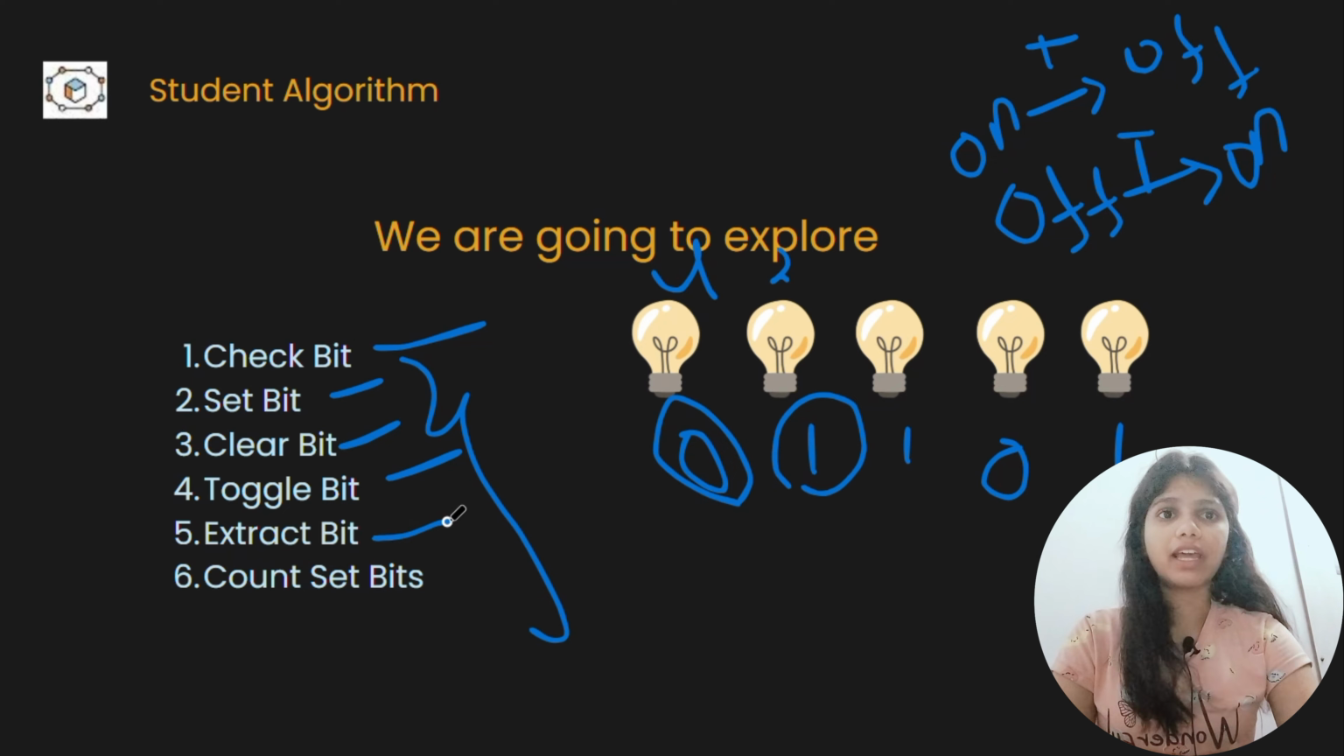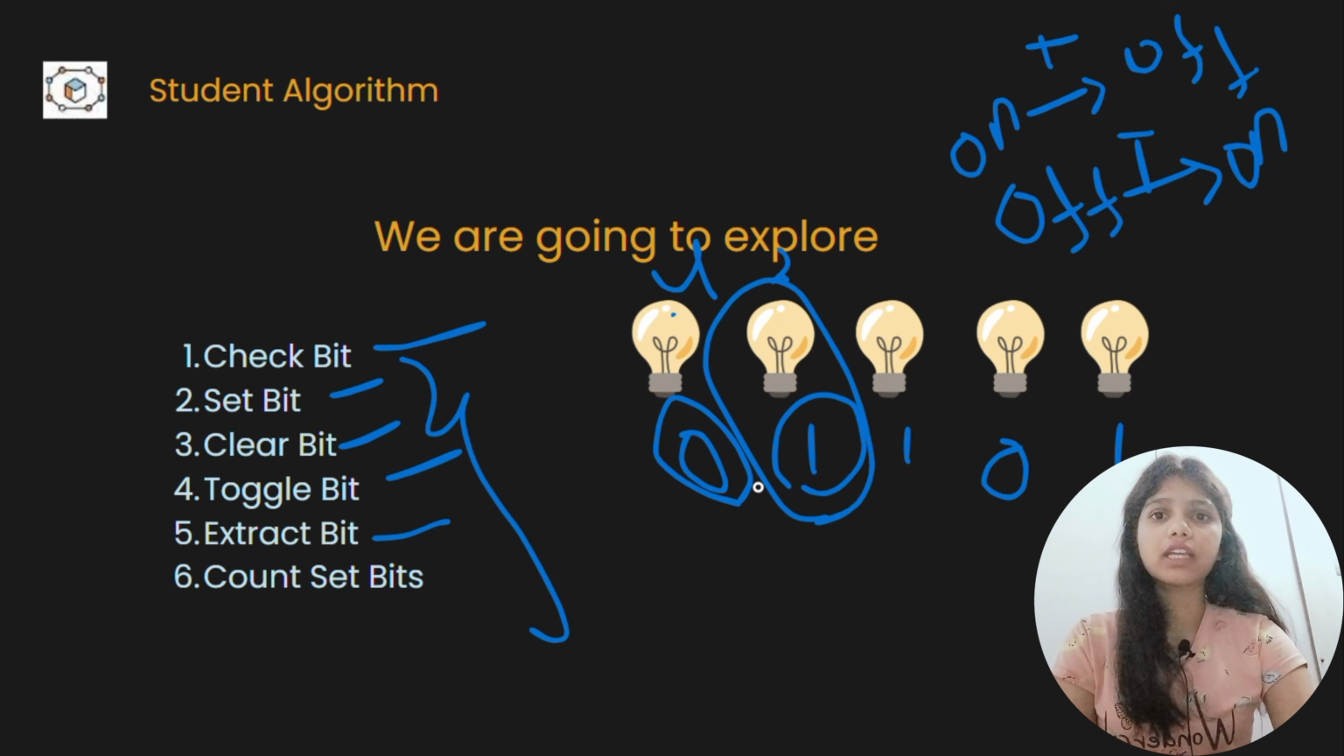Now extract bit is nothing but, at a particular position, we need to know whether the bulb is on or off. Like we have 1 0 1 1 0. In this, at a particular position, let's say my position i is equal to 4, we need to extract whether the bulb is on or off, whether the number is 0 or 1. So this is all about extract bit.